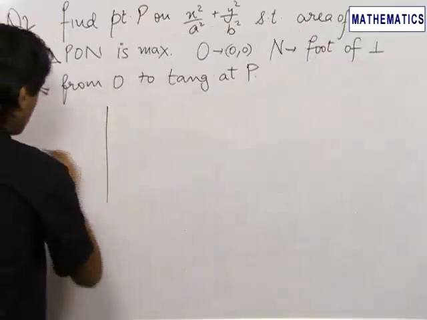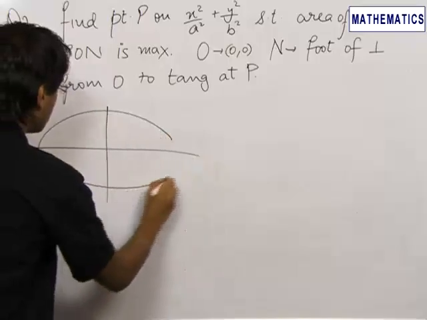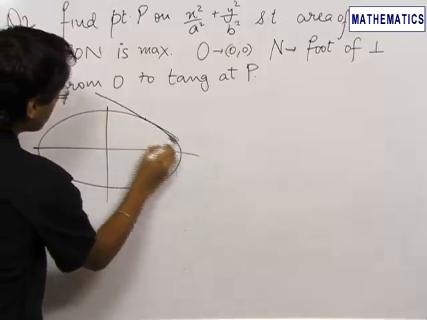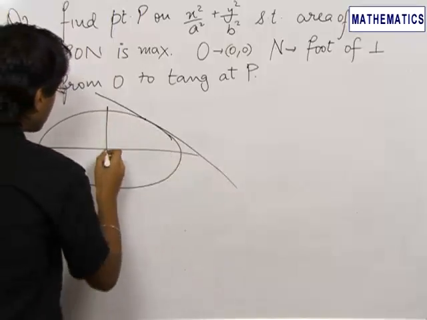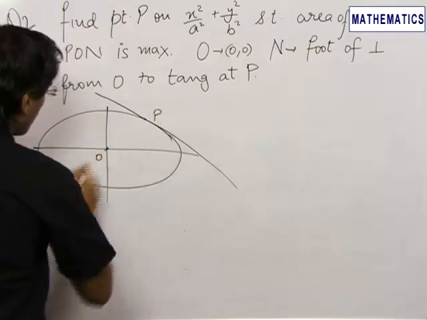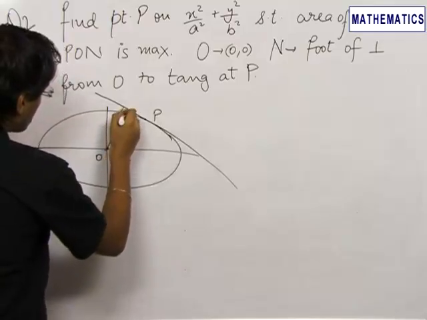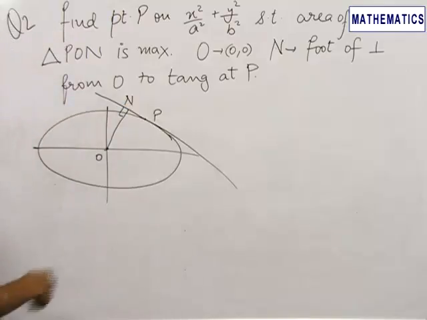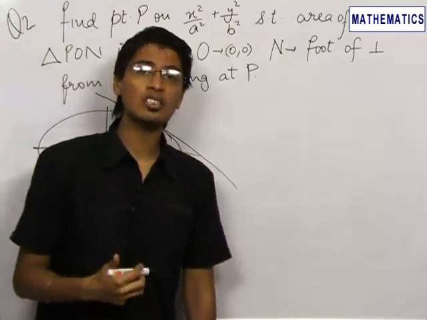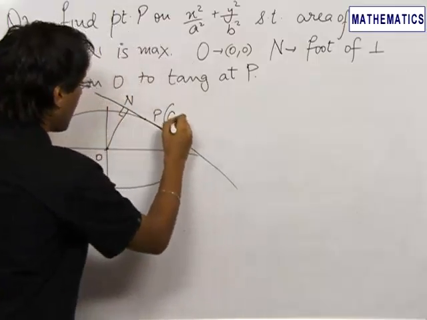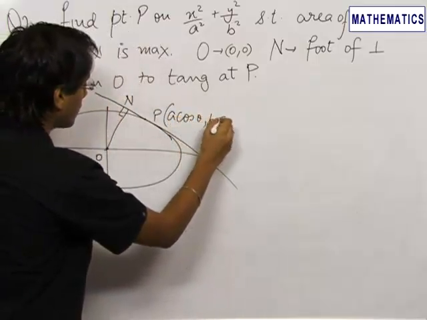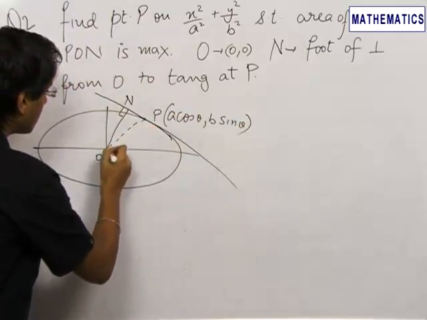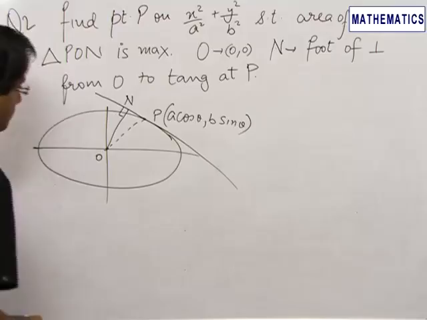Again, we will start by making the figure. If this is the ellipse, this is any general point P, and this is O, this is the perpendicular dropped, so this will be N. Any general point on the ellipse can be taken as a cos theta comma b sin theta. Hence point P is a cos theta comma b sin theta. We need to maximize the area of triangle PON.